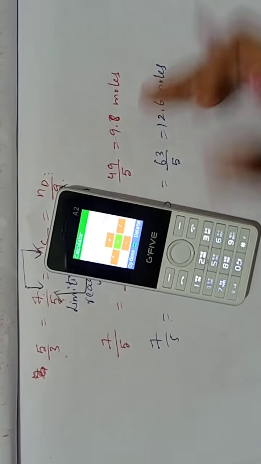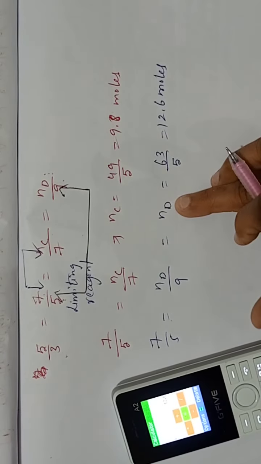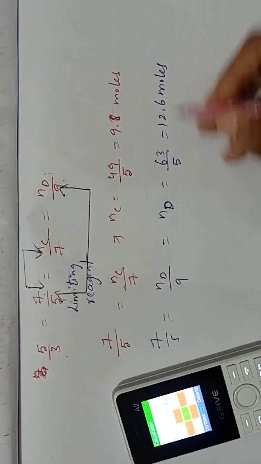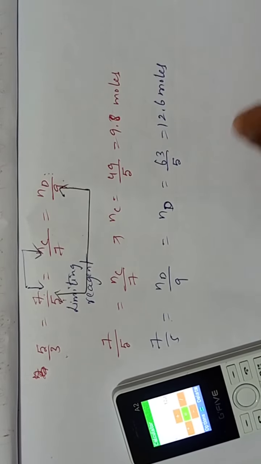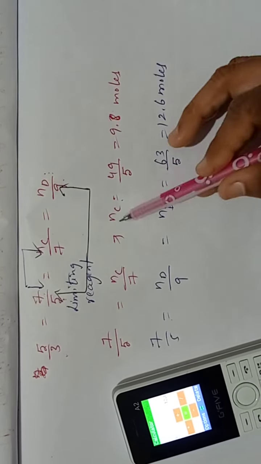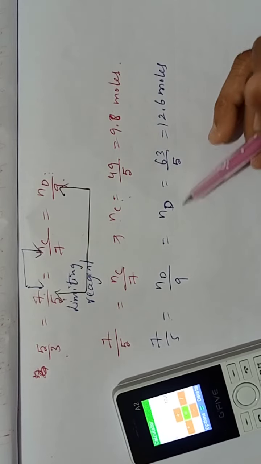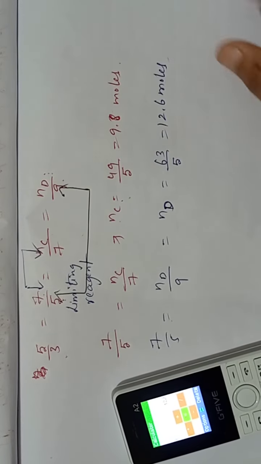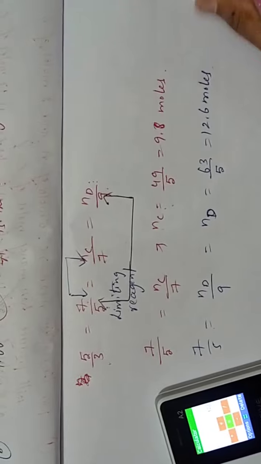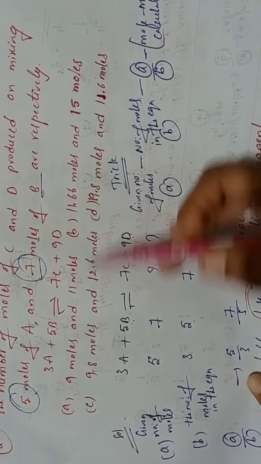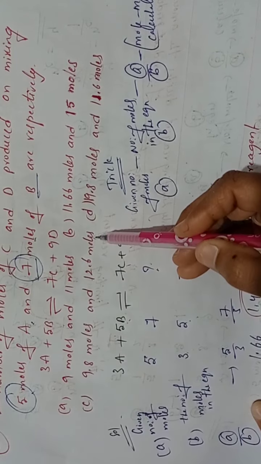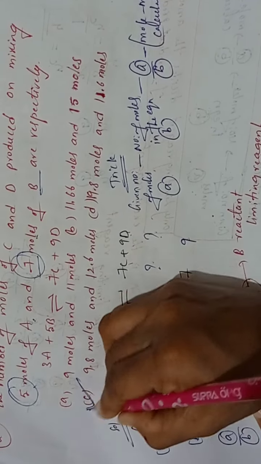This is the number of moles of D, 12.6 moles. Clear, students? Number of moles of C is 9.8 moles, number of moles of D is 12.6 moles. Now see, students, which option is correct? 9.8 moles and 12.6 moles. This option is the correct answer.